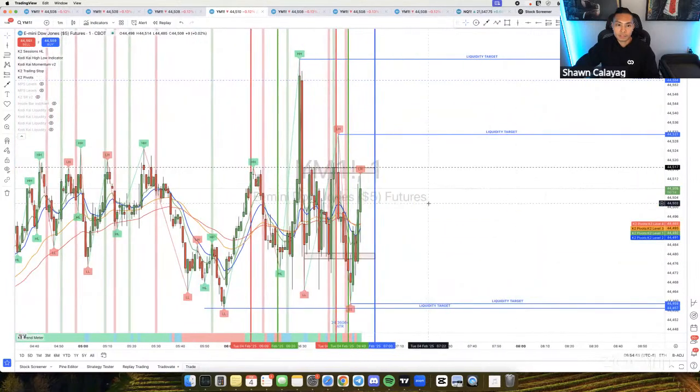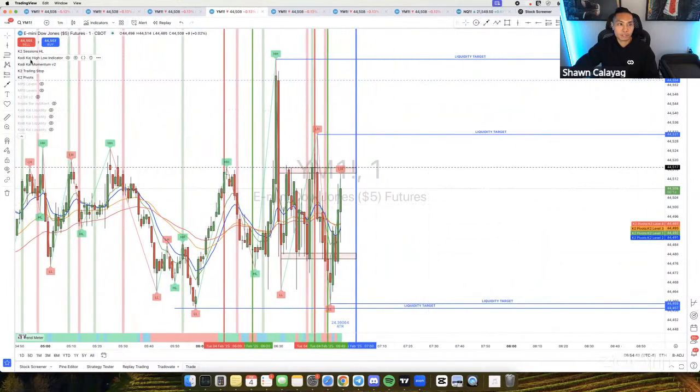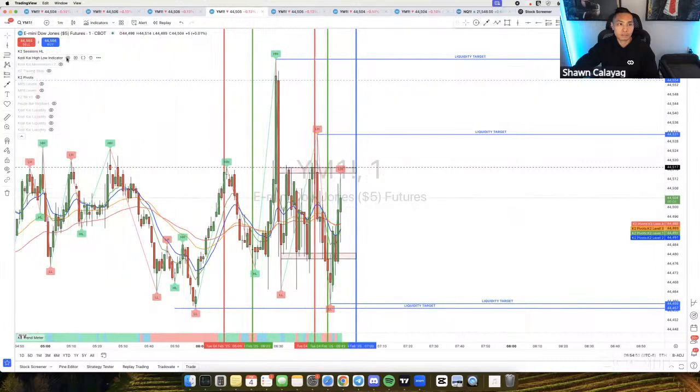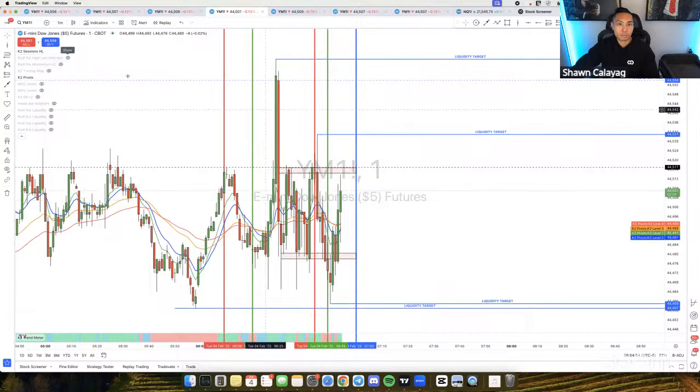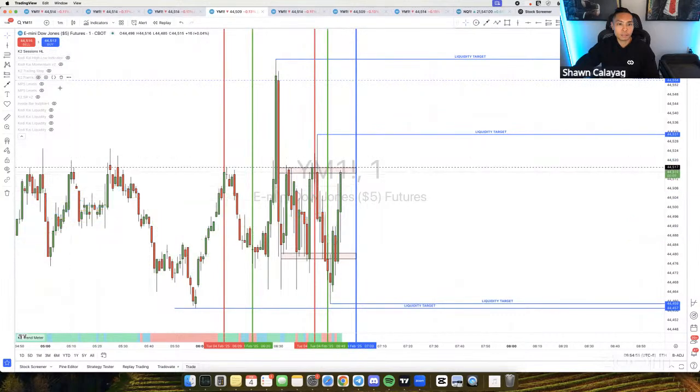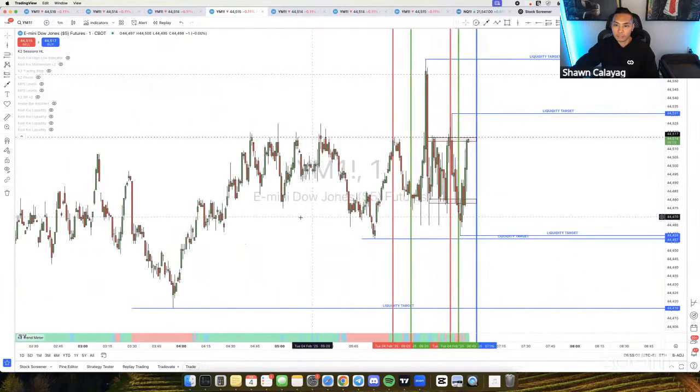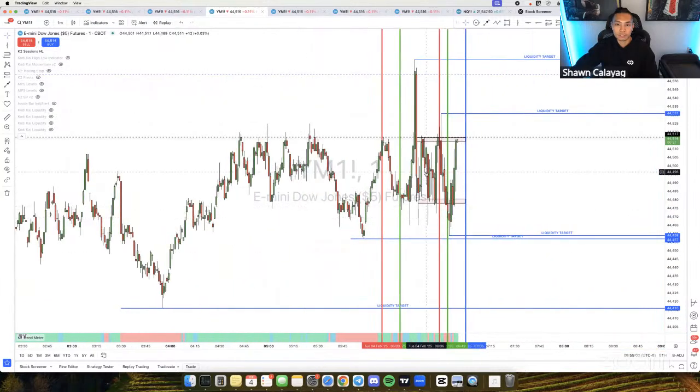I mean, it's so messy here that even if I was to take off all my tools, it would still look like a mess, right? Because the wicks are so big and the candles are so big that even though I take my tools off here, it's still super hard to see what's going on, because price is just going sideways.